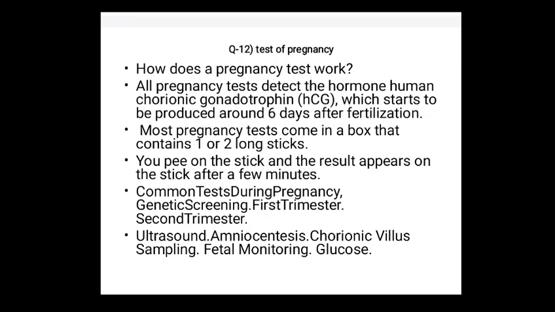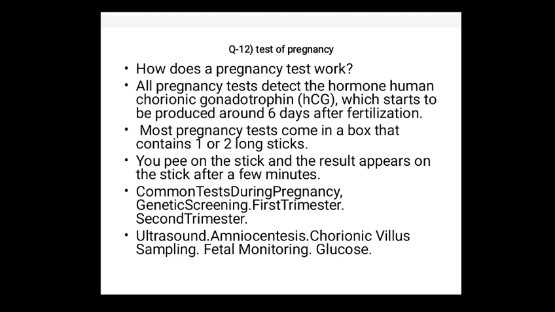Question number 12. Test of pregnancy. How does a pregnancy test work? All pregnancy tests detect the hormone human chorionic gonadotropin, meaning HCG, which starts to be produced around 6 days after fertilization.